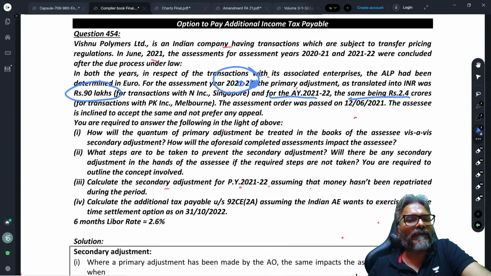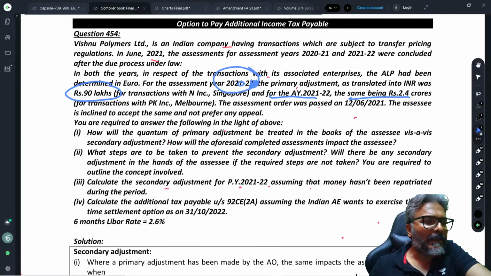Now, after that, what they have mentioned, the assessment order was passed on 12th of June 2021. The assessee is inclined to accept the same and not prefer any appeal. Fine. So, I told you the relevant date is the date of the assessment order. Now, let's take the next one.